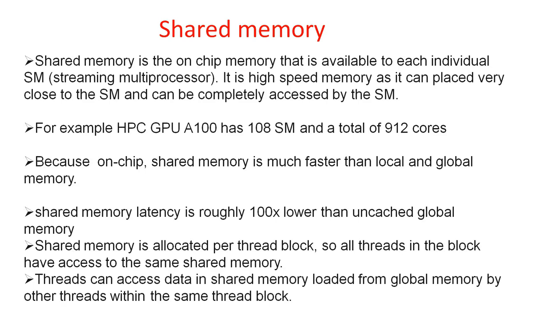Now this is 100 times lower latency, meaning 100 times faster, and shared memory is allocated per thread block, and all threads in the block have access to the same shared memory. Threads can access data in shared memory loaded from global memory by other threads within the same thread block.